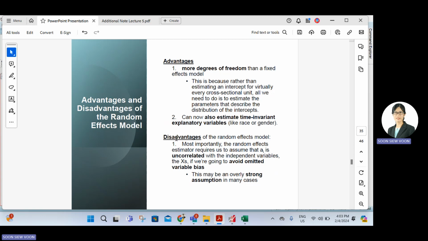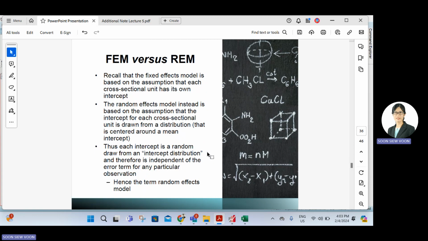So what are the disadvantages? The disadvantage of the random effect is that it requires us to assume the AI is uncorrelated with the independent variable, to avoid the omitted variable bias. Just now, if the AI is correlated with the X, right, then there is a problem. So you have to assume they are uncorrelated, to avoid this omitted variable bias. So this might be a very strong assumption.